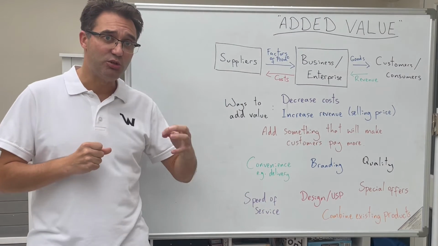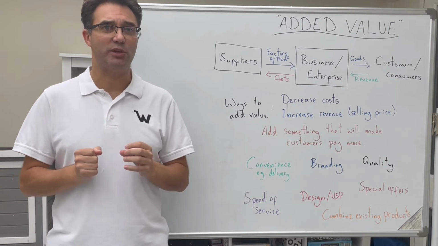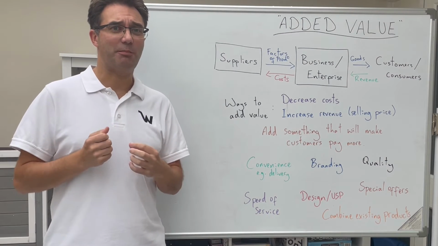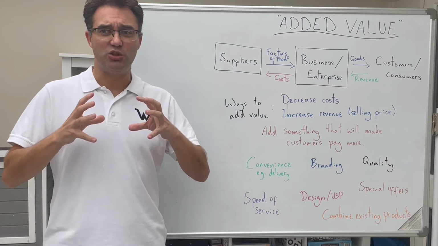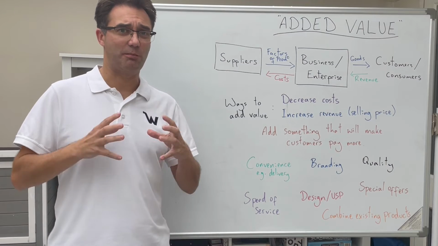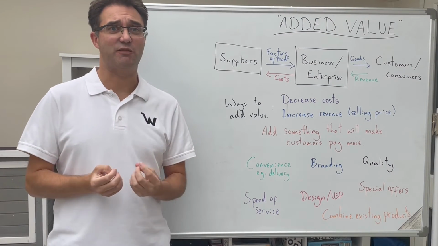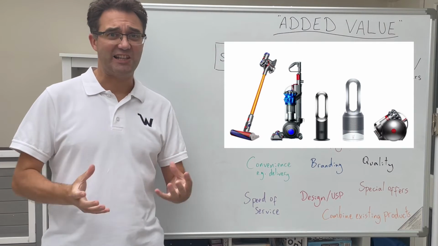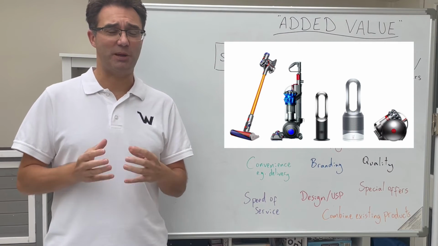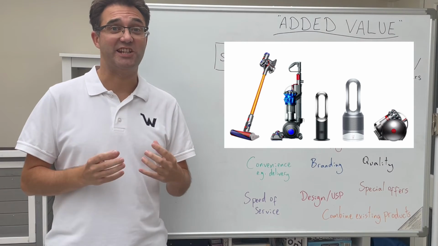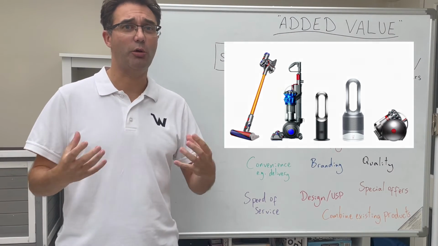That ties into design and USP, which stands for unique selling points. Is there something about that good that you can't get from anywhere else that makes it stand out? Great example of this is the Dyson vacuum cleaner. Bagless technology, when it was launched, people loved that and it was patented. That idea was protected so that other firms couldn't copy it.